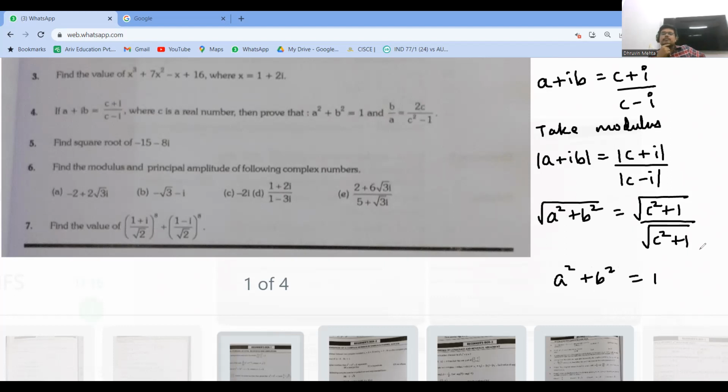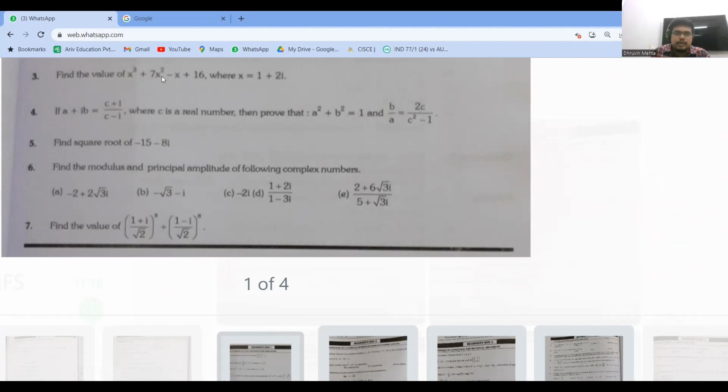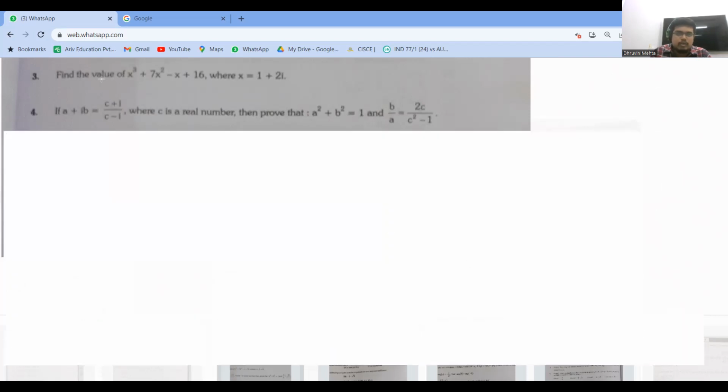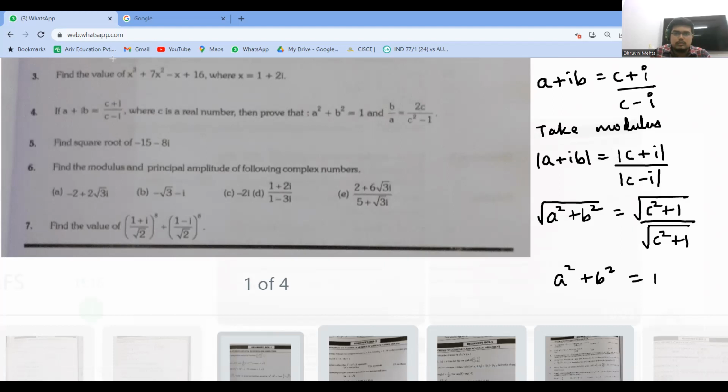ठीक है, क्लियर है ये. हाँ. जो सेकंड पार्ट है ना, b upon a, इसके लिए तो मेहनत करना पड़ेगा, इसका तो कोई ऑप्शन नहीं अपने पास. In this you will have to go with the lengthy procedure.